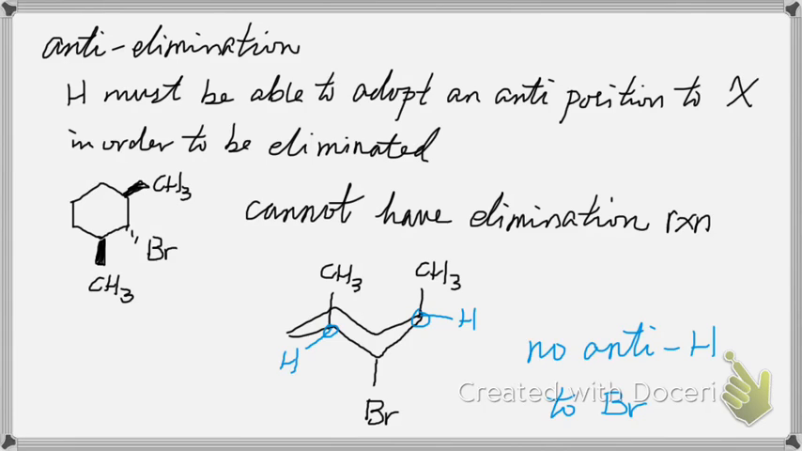You can also try the chair flip to make all the bonds axial, and you will see in that case there is still no hydrogen anti to Br. I would recommend you do that and find out, when the Br is on the equatorial position, what the atoms anti to Br are.